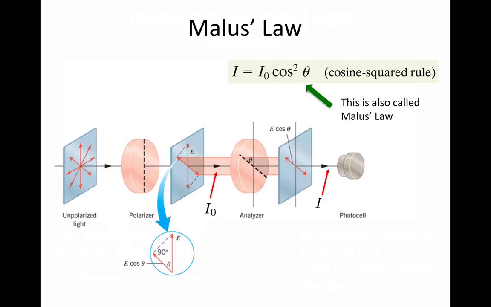The amplitude of the electric field reaching the photocell will be E cos theta. And so the intensity, which is proportional to E squared, will be given by I equals I0 cos squared theta.